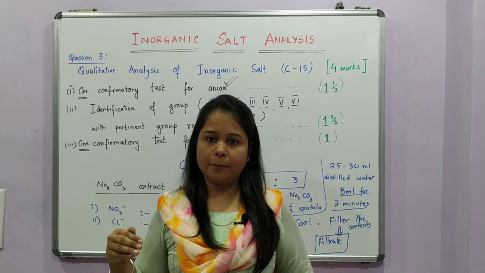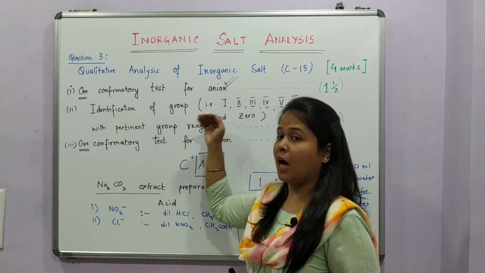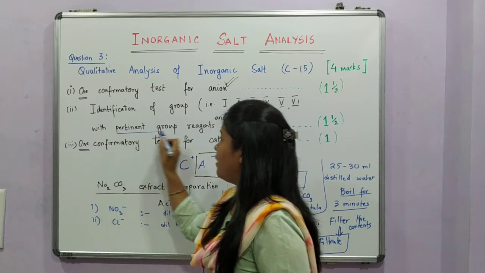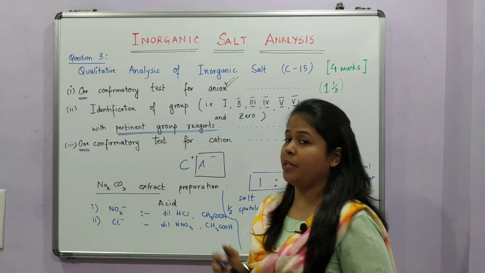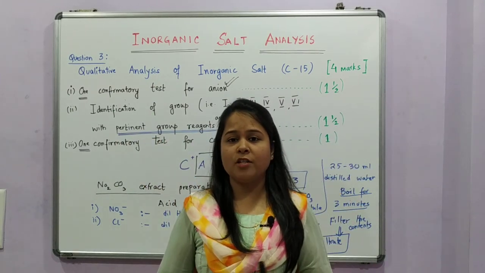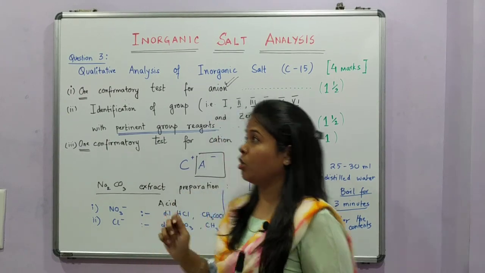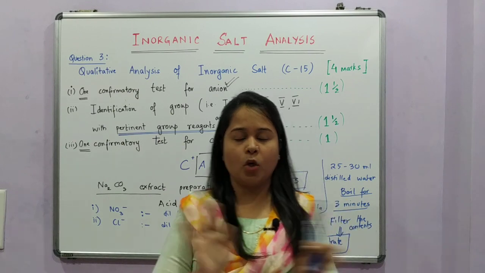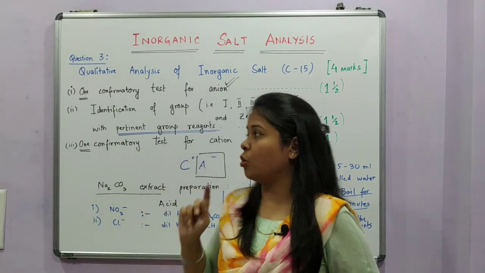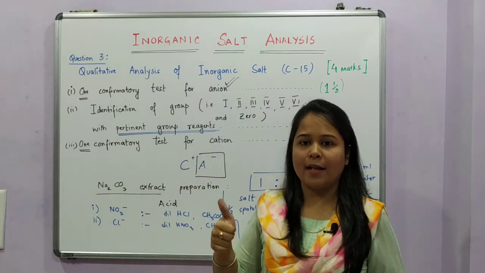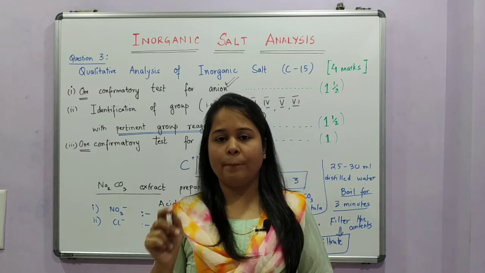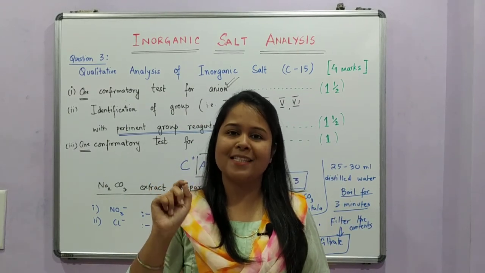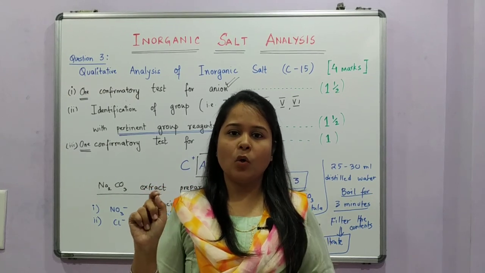We move ahead with our groups. Please be very sure of the group reagents. They carry a whole lot of weightage, 1.5 marks. They give a lot of weightage to the group reagents. So, for group 1, the original solution that we had prepared has to be treated with dilute HCl. The original solution.